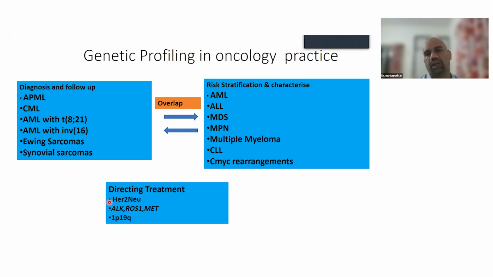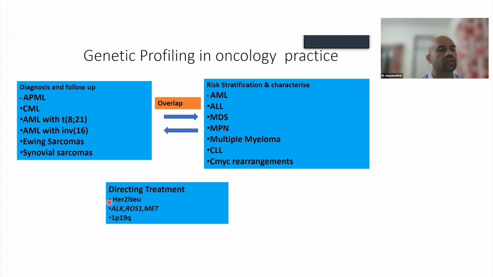Now, let me skip the slides. What about genetic profiling in oncology practice? When do we do genetic profiling in oncology practice? You must understand that some of these tumors, both in hematology and of course in solid tumors, are characterized by their genomic signature. So you can actually identify the abnormality and use that in diagnosis.